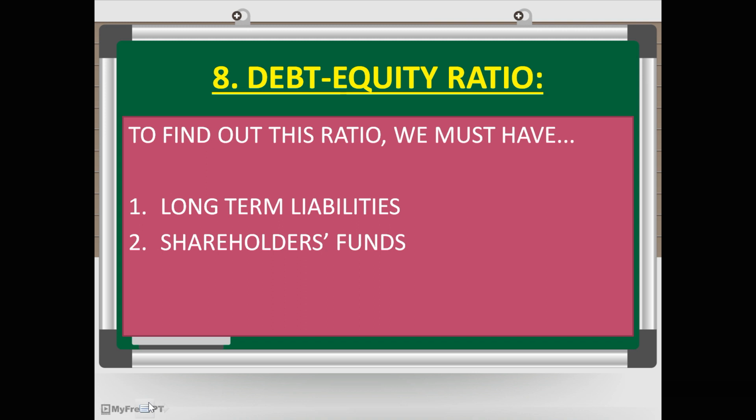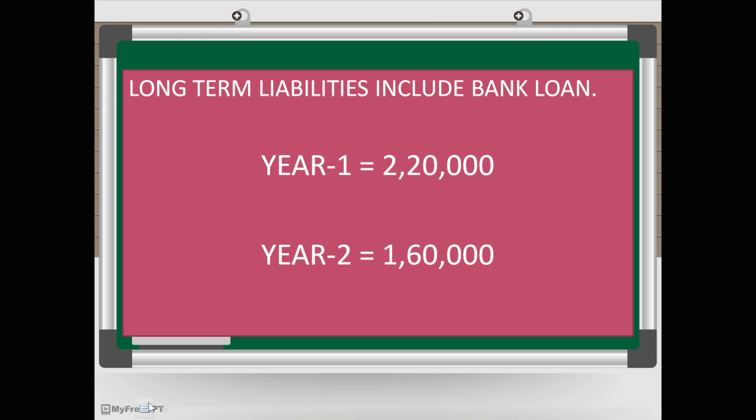Now which liabilities do we include in long term liabilities? Actually only two liabilities come under long term liabilities. Number 1 debentures and number 2 bank loan. As far as this question is concerned, we don't have debentures, right? Debentures are not given anywhere in the balance sheet. So that means we are left with bank loan only. So we can take only bank loan as long term liabilities.